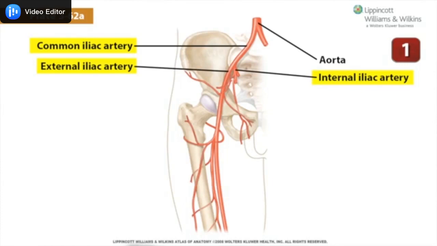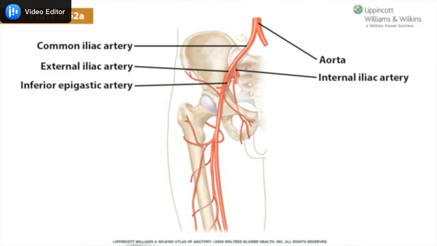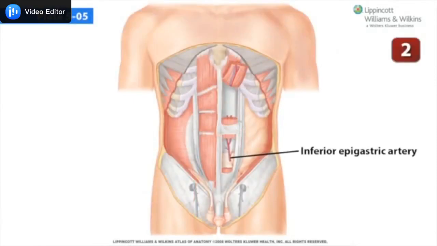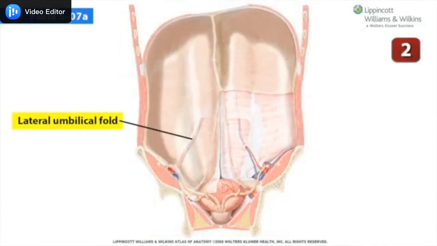to reach the thigh. One external iliac branch of note proximal to the inguinal ligament that you may recall from the solid anatomy lecture on the anterior abdominal wall is the inferior epigastric artery. It runs superiorly between the peritoneum and the rectus abdominis muscle, forming the lateral umbilical fold.